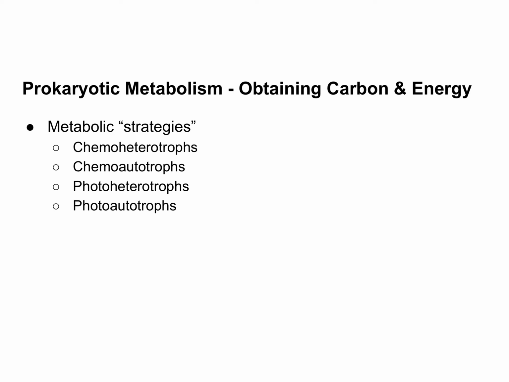Now, there are different metabolic strategies that living organisms can use in order to obtain nutrients, and we're going to specifically focus on carbon and energy. Here are just some of the strategies. We have chemoheterotrophs, chemoautotrophs, photoheterotrophs, and photoautotrophs. And we can break down these words into their smaller components to better understand what they mean. So first of all, chemo means chemical.